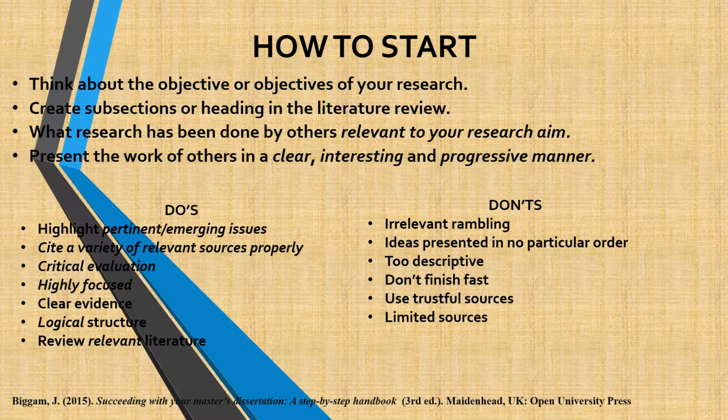When we are looking for information for our literature review, we have to keep in mind what research has been done by others relevant to our research aim or objectives, so we don't waste our time talking about irrelevant things. And last but not least, remember that you have to present the work of others in a clear, interesting, and progressive manner. Now let's talk about what makes a literature review good or bad.